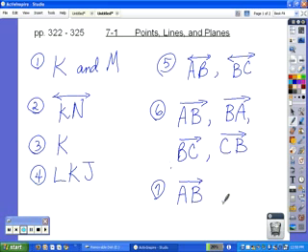For number 12, we're asked to give 2 different line segment names. A line segment starts at one point and ends at another. So I could name one line segment as segment WX. Now, line segment WX and line segment XW would be the same line segment. But line segment WY would be different, since it's a longer line segment. It starts at point W and ends at point Y.